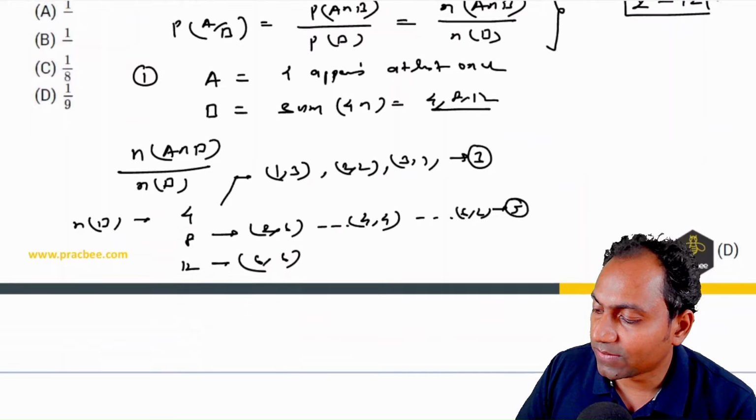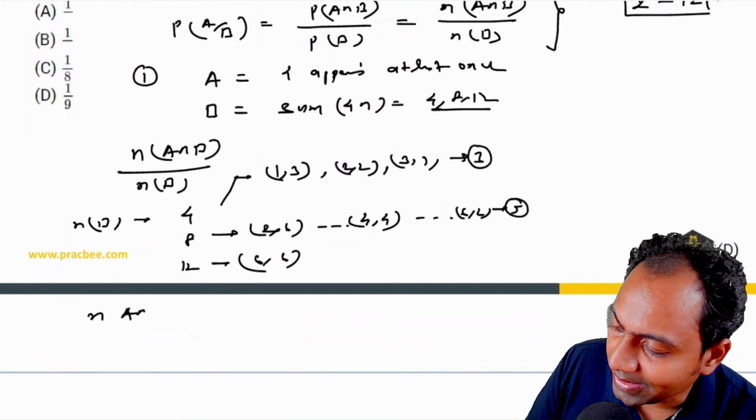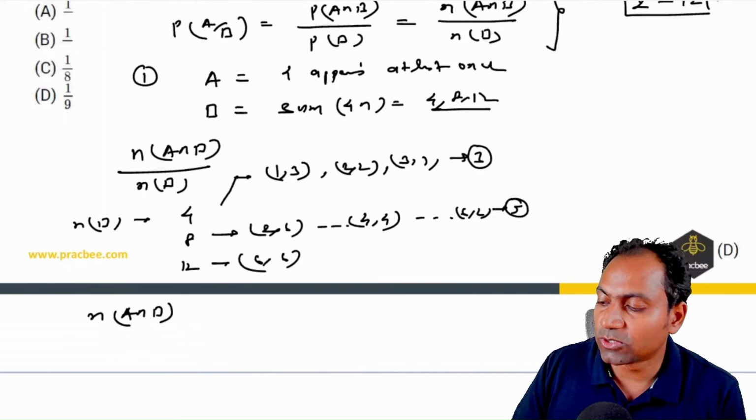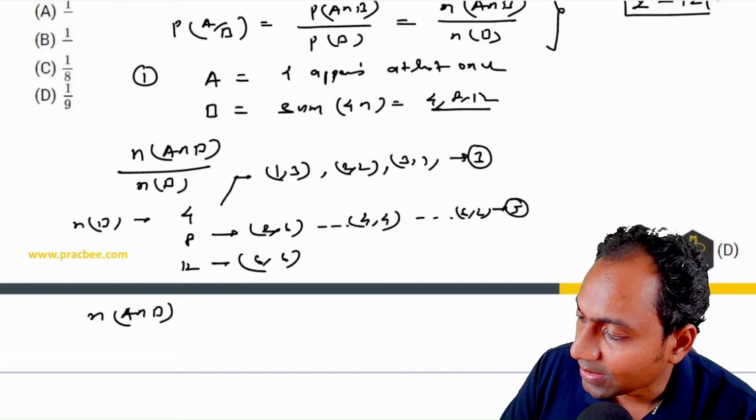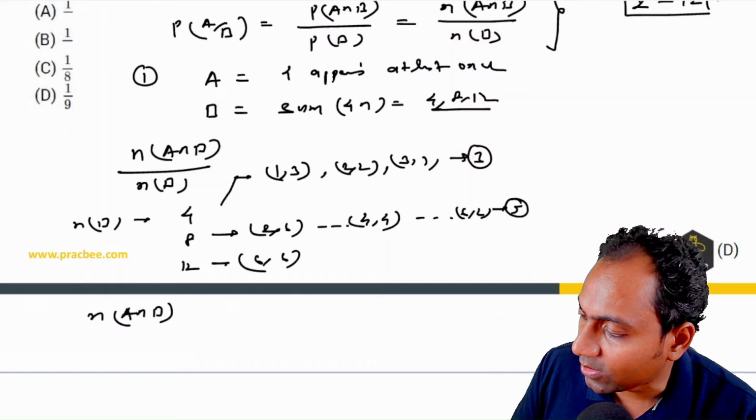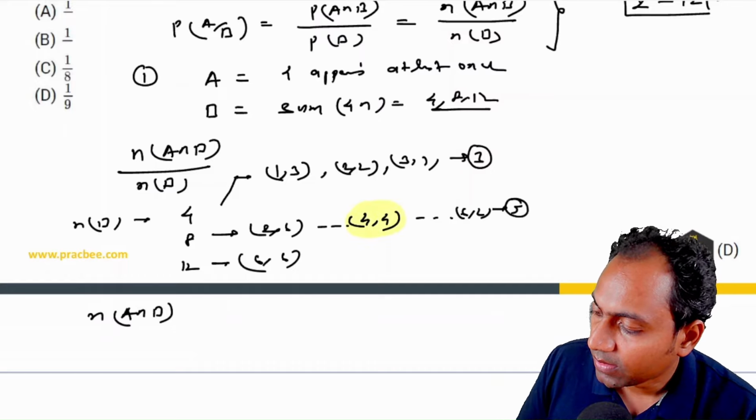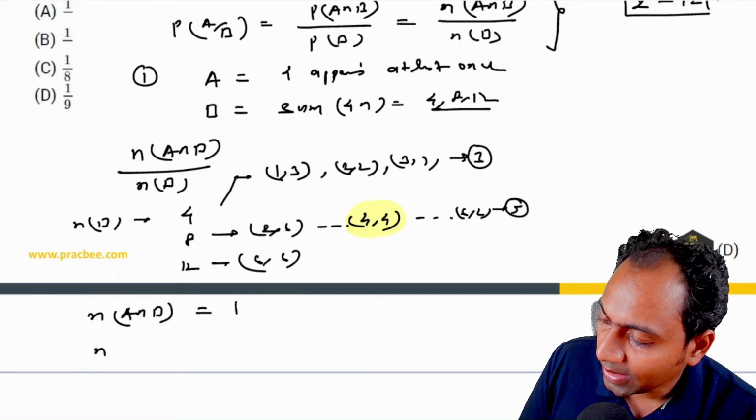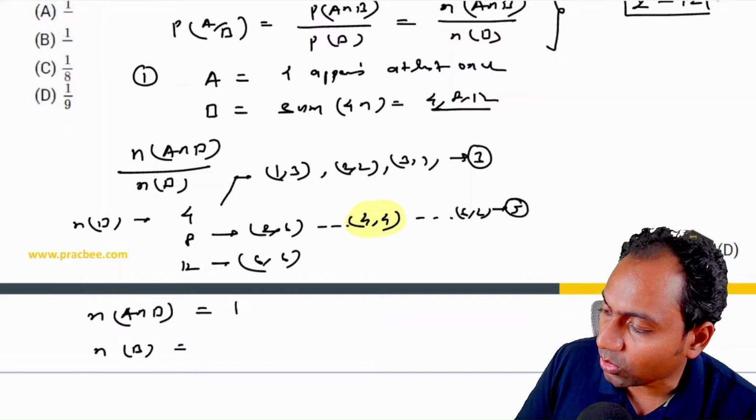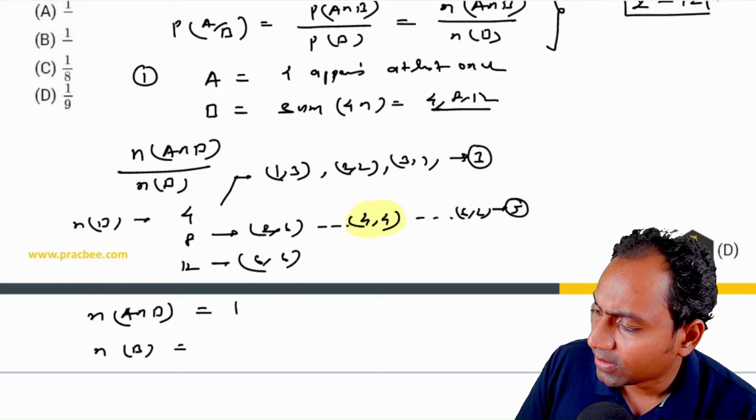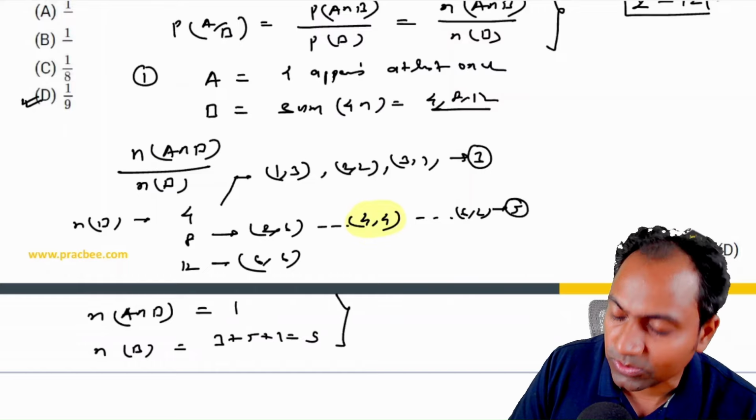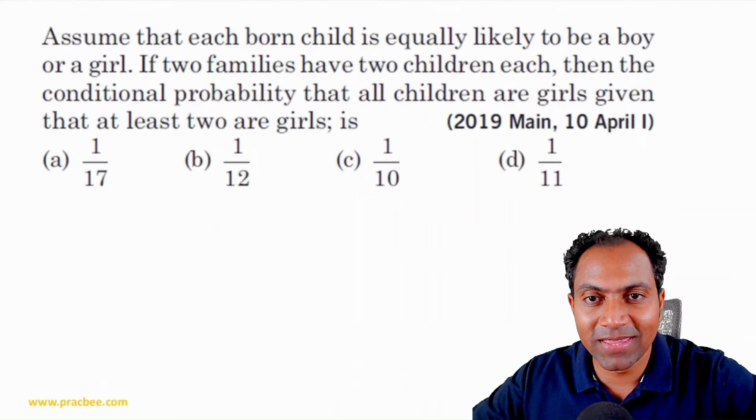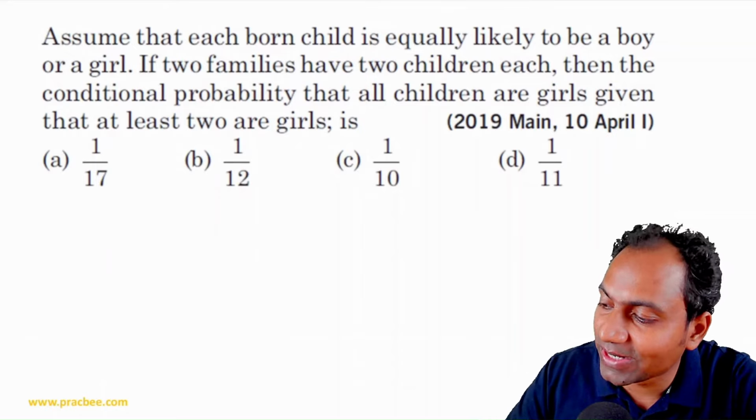So what we can observe here is the number of elements in A intersection B. That is, B is also happening, but at least one of the elements is 4, will happen in only one way. That is nothing but this value of 4, 4. So this becomes 1. And n of B, if I count all the possible outcomes, is nothing but 3 plus 5 plus 1, that is nothing but 9. So our probability comes out to be 1 by 9. That is option D. Now again, this 2019 question directly talks about conditional probability.